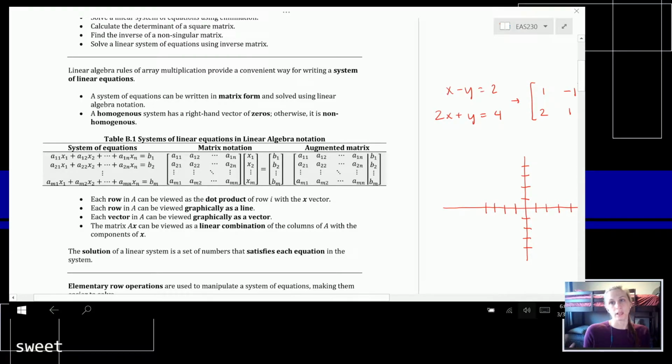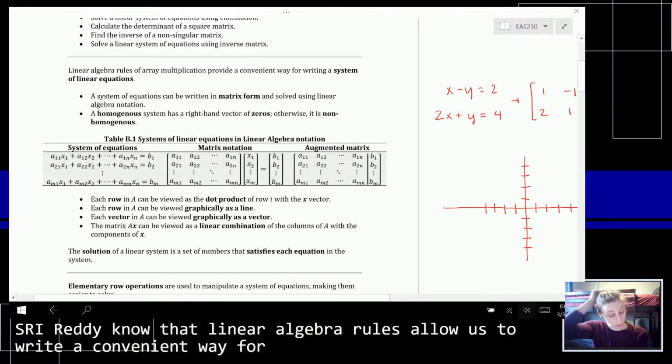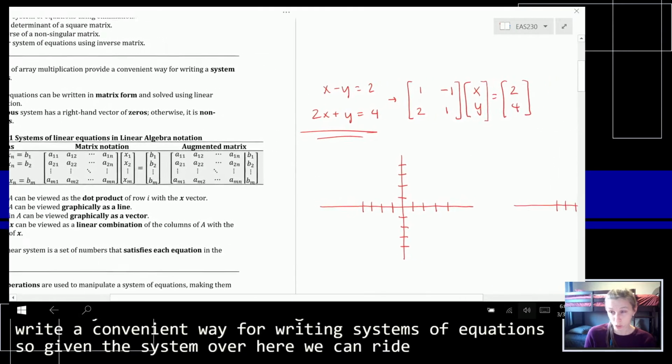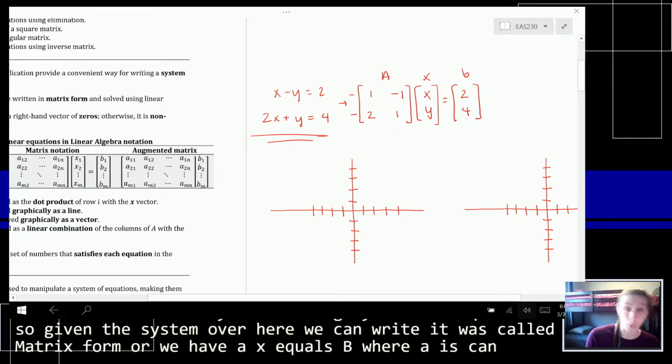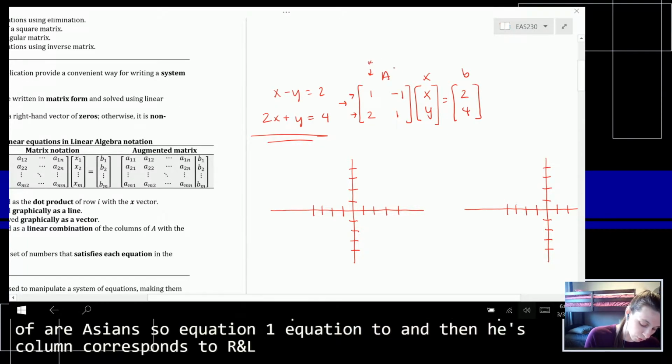So we already know that linear algebra rules give us a convenient way of writing systems of equations. Given this system, we can write it in what's called matrix form, where we have Ax = b, where A is composed of our equations, so equation 1, equation 2, and each column corresponds to our unknowns. So here's our first unknown, here's our second unknown.